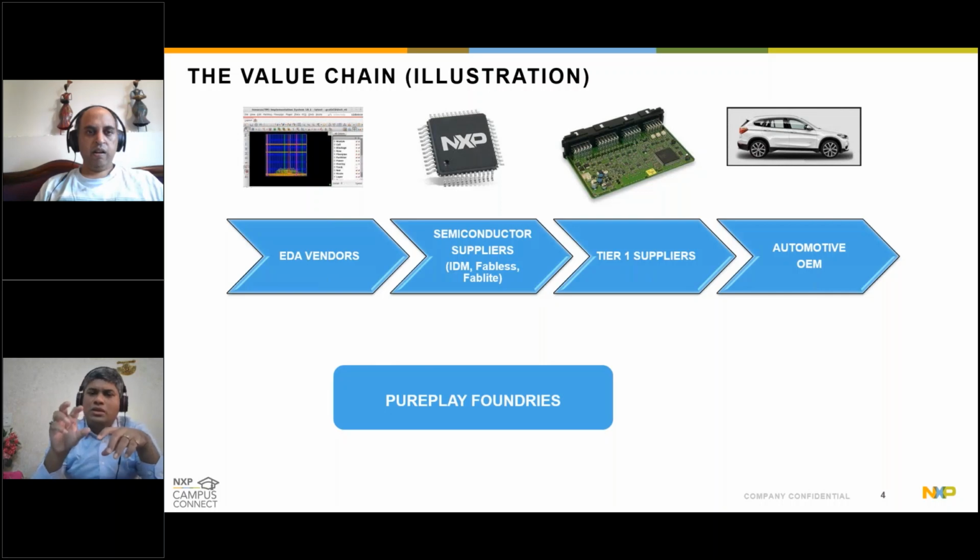Then each of those components on the motherboard, if you now left shift to where NXP is written, it could be any semiconductor company for that matter.